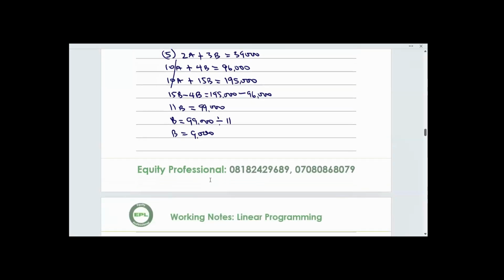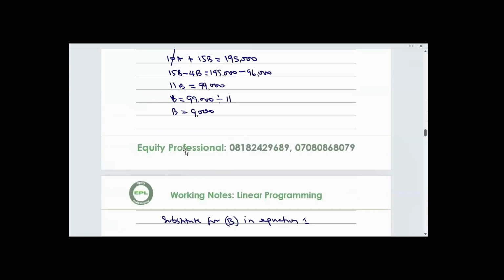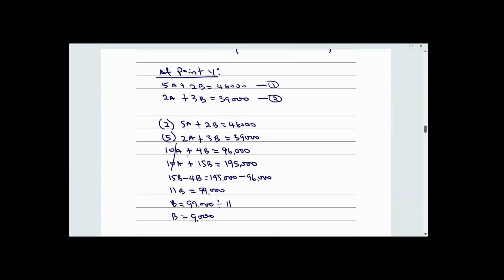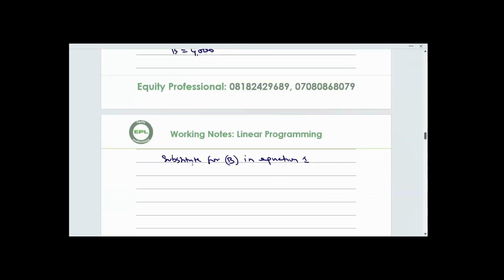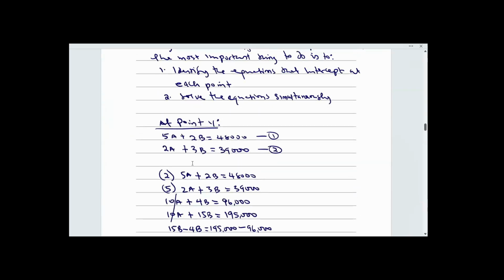All right. So you then substitute. I will say substitute for B in any of the equation above. Let's say in equation 1. All right. So meaning that anywhere you see B, you put 9,000. So in the first equation, which is 5A plus 2B, so 5A plus 2 into 9,000 equal to 48,000.